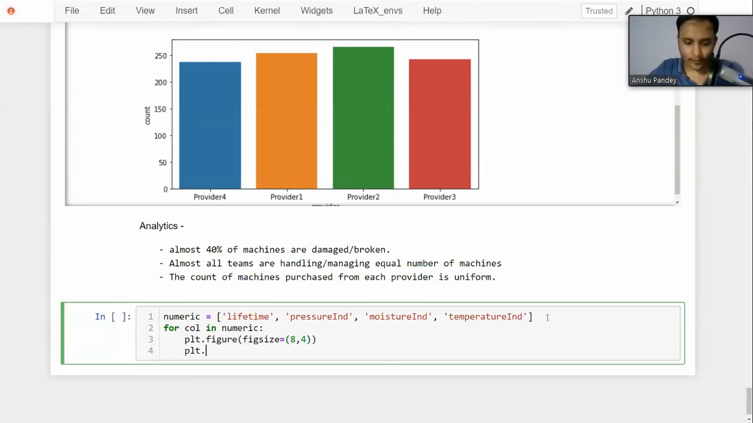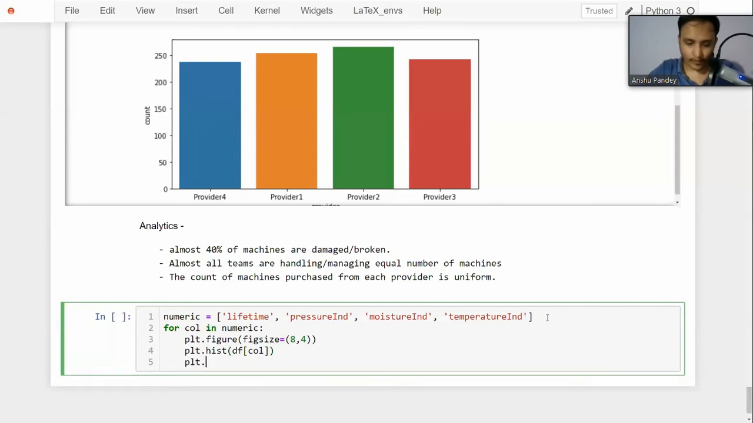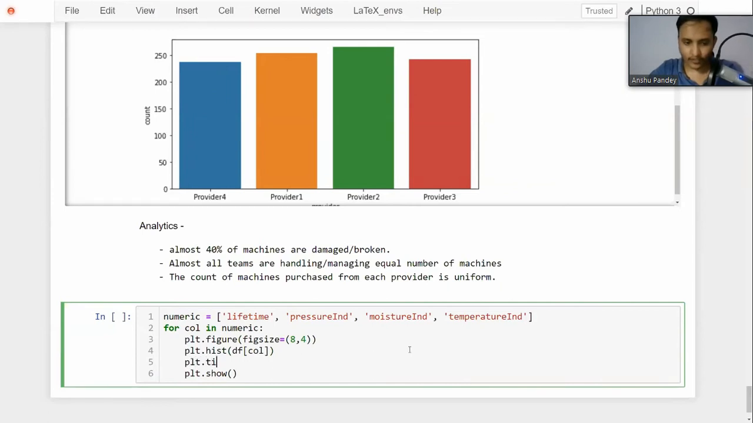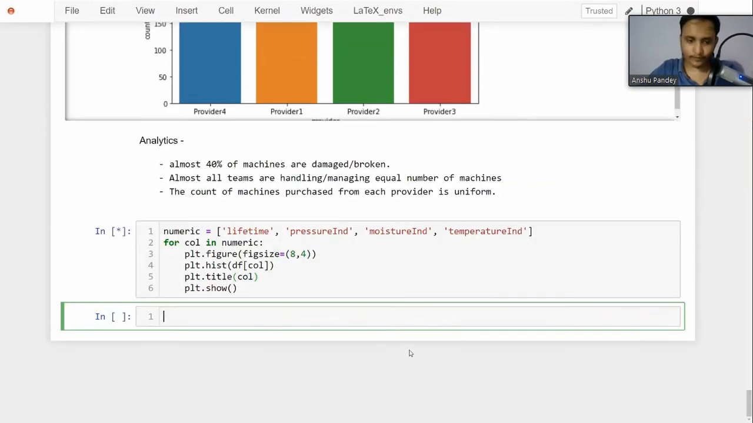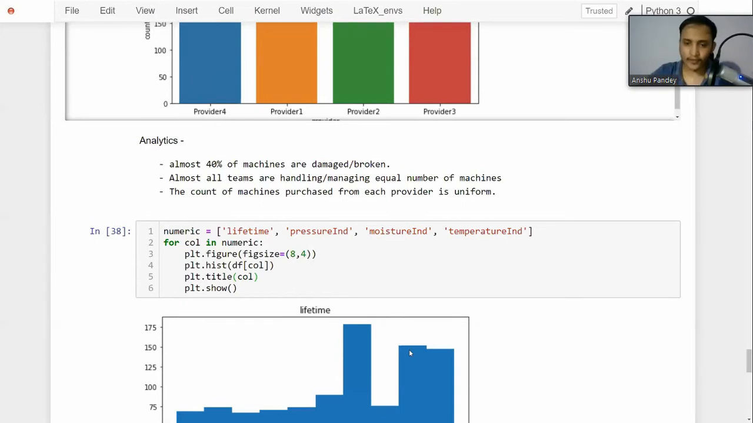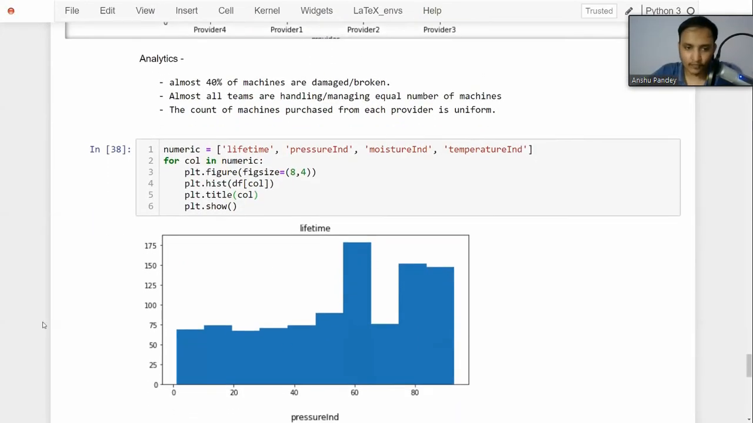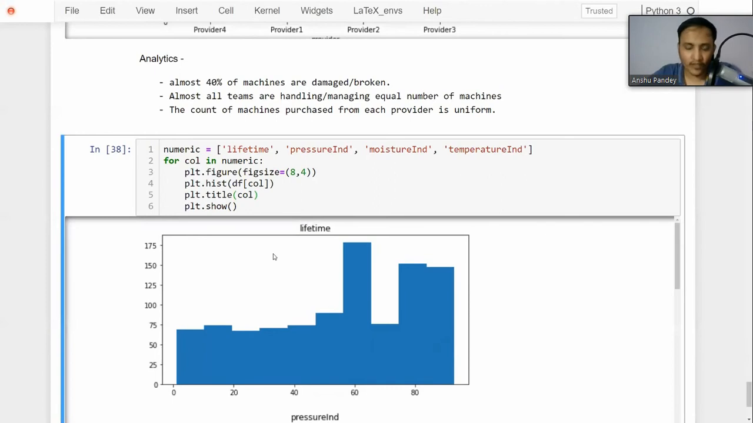Right, so plt.hist, we can say df of col, plt.show. We can put a title as well, plt.title of col. So these are the columns which we are looking at, right? And so now if you look at numeric, first graph is lifetime. As we can see that from lifetime, for the value of lifetime up to 60 months, right? So the lifetime is in months. How many months a machine is older, you can say, right?